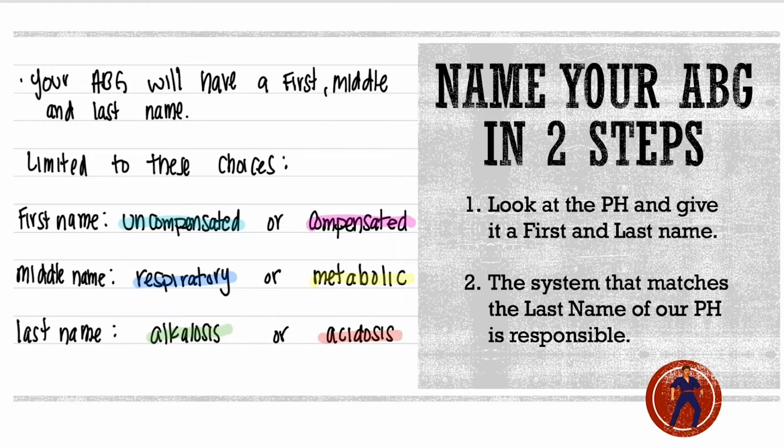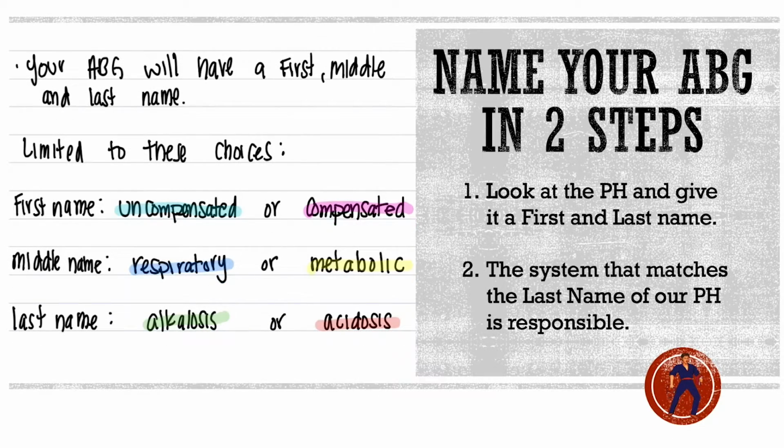Now that we know our normal range values, we can dive into the process of naming our ABG. This process is set up into two different steps, and we're basically going to come up with a name for a baby, or ABG, that has a first name, a middle name, and a last name. We're going to do this by first analyzing our pH and giving it a first name and a last name. Then we're going to look at the body system, which is either the CO2 or the bicarb, and name it, and based on that we're going to determine who is responsible. The choices here are very limited, which makes this method extremely straightforward, easy to understand, and even easier to implement.